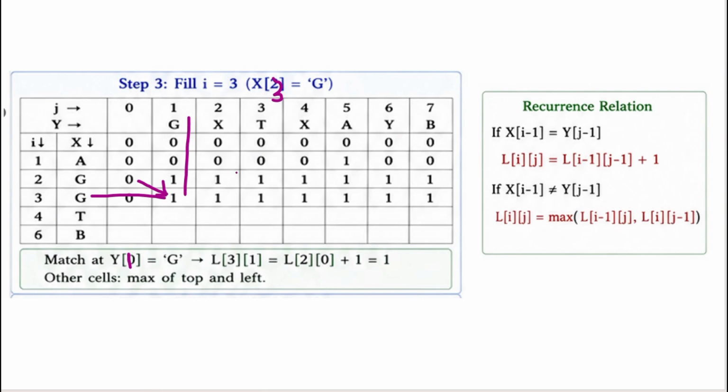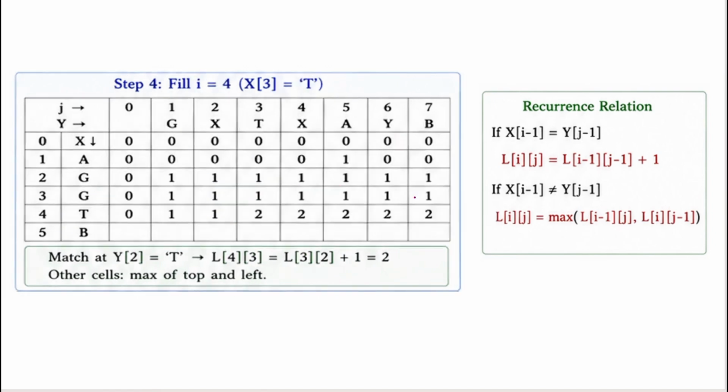Then all other cells. The remaining characters do not match with the third character g, right? So simply compare this top and left value. So this is the top value of the corresponding cell, right? This is the left value. So compare these two values. Which one is maximum? You fill with that value. So in all, fill with the value 1. Clear? Then move next.